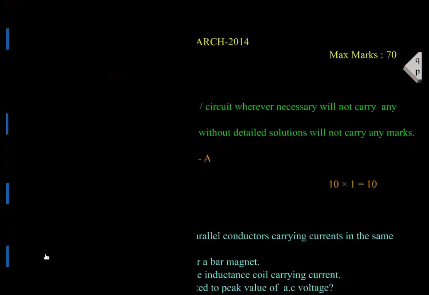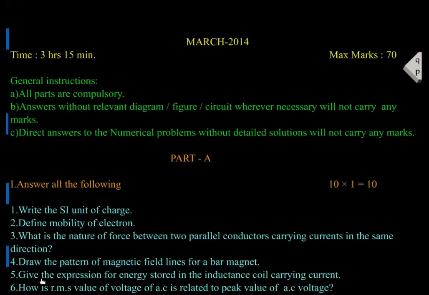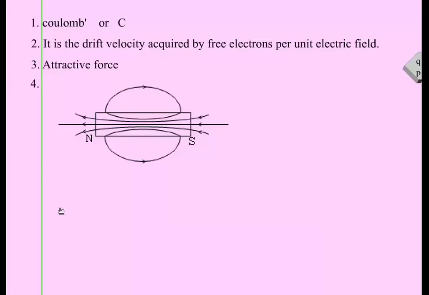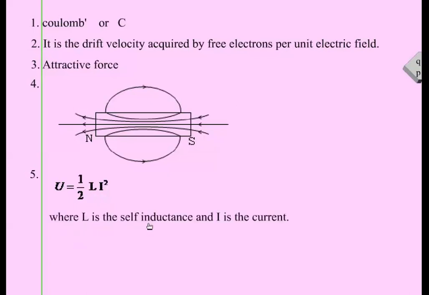Next it is the question number 5. Give the expression for energy stored in inductance coil carrying current. So the answer is this one. This is the expression. Here for 1 mark it is just enough to write the expression to get 1 mark. And of course it is better to have the practice of explaining these terms. That is, L is self inductance and I is the current.